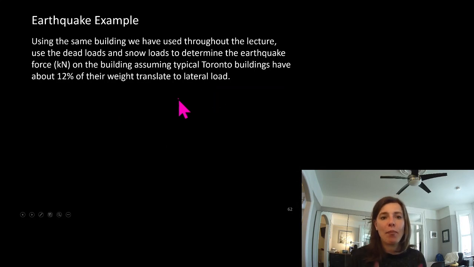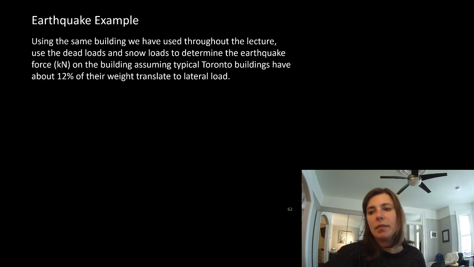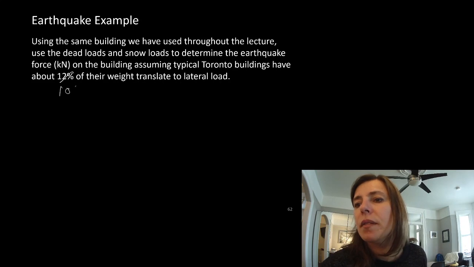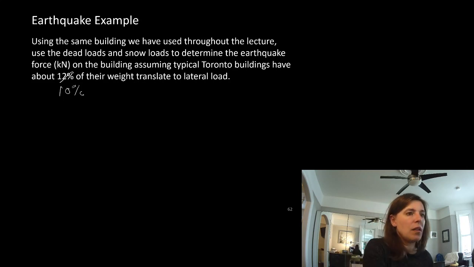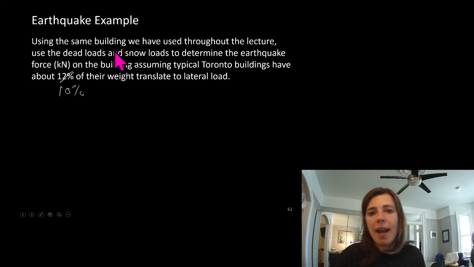So we're going to use the same building we used throughout the lecture. We're going to use the same dead loads that we calculated. We're going to use the snow load that we calculated to determine the earthquake force in kilonewtons on the building, assuming a typical Toronto building has about 10% of the weight translated into a lateral load. So we're going to use 10% of the weight as a lateral load. So let's go through that now.